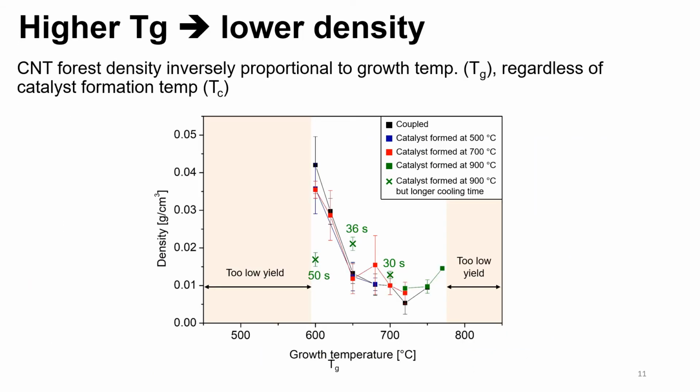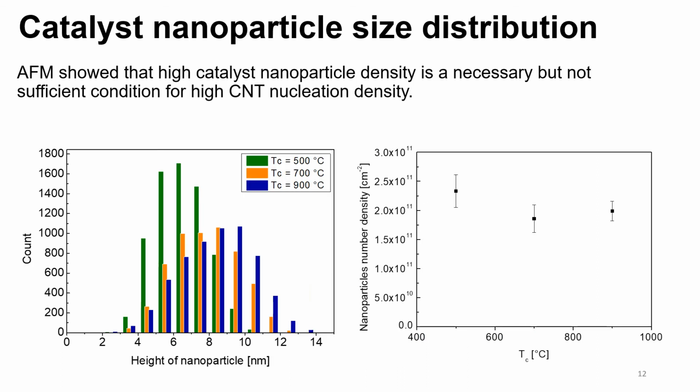The density of our CNT forests is inversely proportional to growth temperature, Tg, regardless of catalyst formation temperature, Tc, suggesting that catalytic activation density is mainly dependent on Tg. When the catalyst was thermally treated at different Tc values, AFM analysis of the areal number density of nanoparticles suggested that high density of nanoparticles is a necessary but not sufficient condition for high CNT nucleation density.